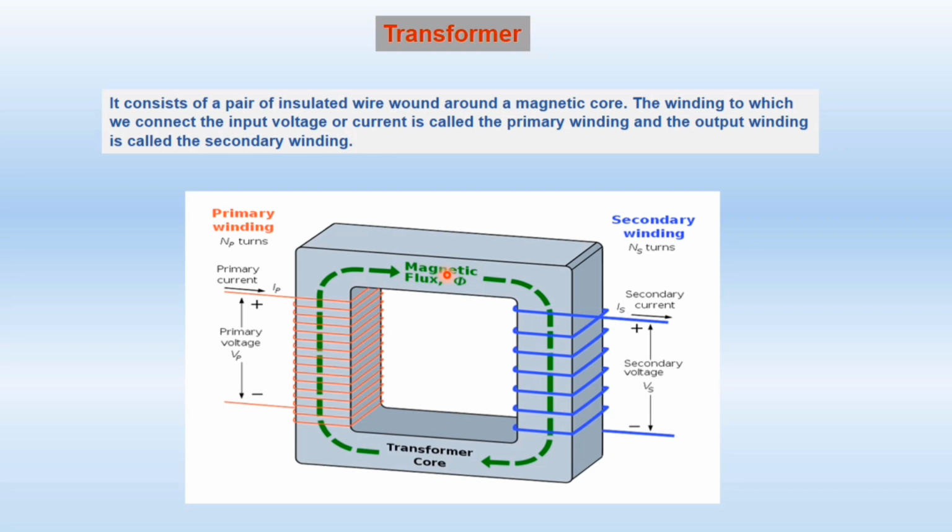As the magnetic field is changing with time, when the conductor of this secondary winding cuts this changing magnetic field, an EMF is induced in the secondary winding also. So in this way, through mutual induction, the voltage at the secondary winding is also developed. So this is the basic principle of transformer. It generates voltage at the output side through mutual induction.